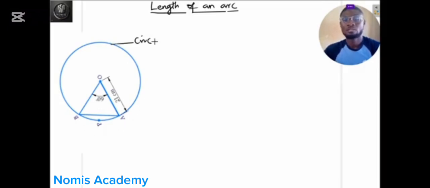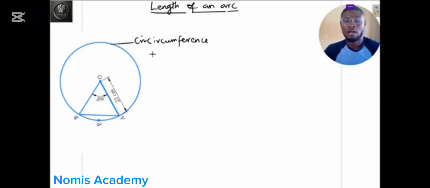Now, when we talk about an arc, an arc is a part of circumference. When you look around, you see that this is a circumference. Now, this little part is an arc. Any part of circumference cut out of circumference is an arc. So how do we then know the length of part of a circumference cut out? Yes, there is a formula to calculate the length of an arc.